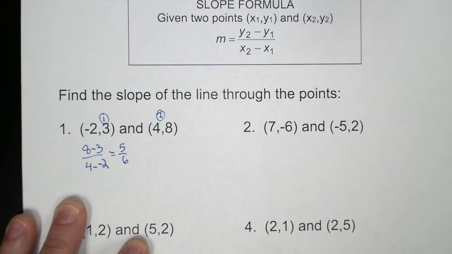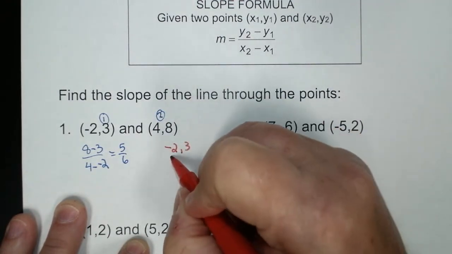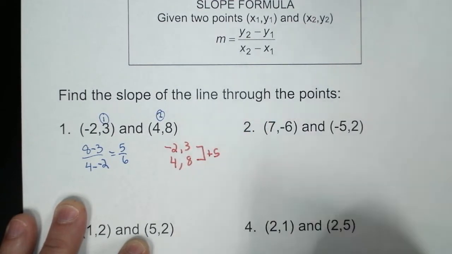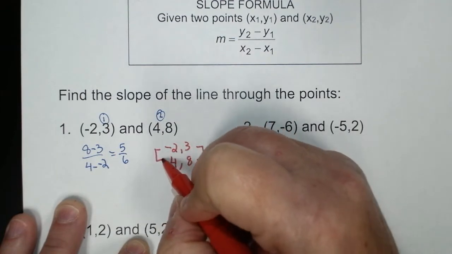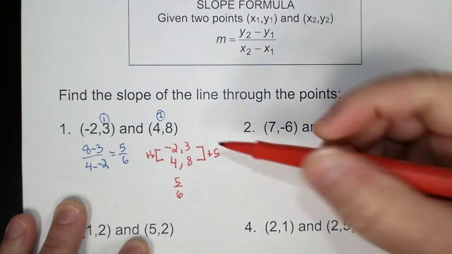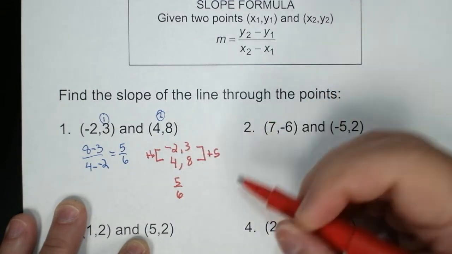Method 1. Pick whatever method you are comfortable with and that you can consistently get the right answers. Add 5, change of y's. Add 6, 5 over 6. To get from 3 to 8, I add 5. To get from negative 2, I add 6. 5 over 6 is my slope.